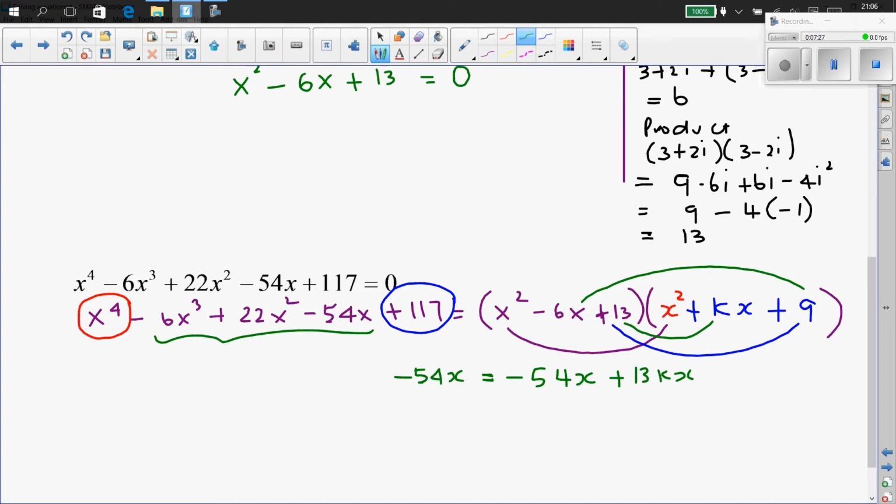Now we're going to ignore the variable and just look at the coefficients. So I have minus 54 equals minus 54 plus 13k. I want to solve for k, so I'm going to take my constant across. So I got 0 equals 13k. Therefore, k has a value of 0.